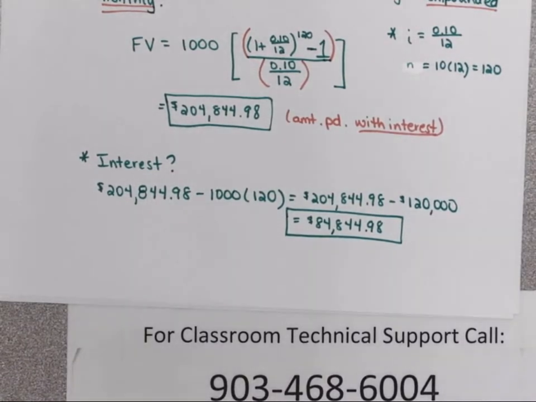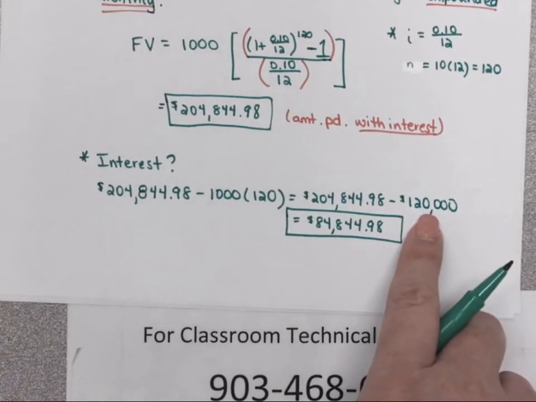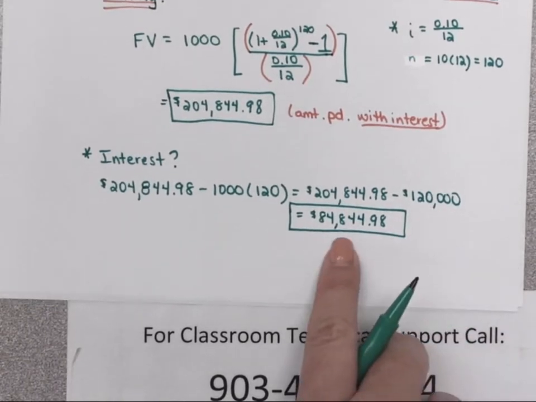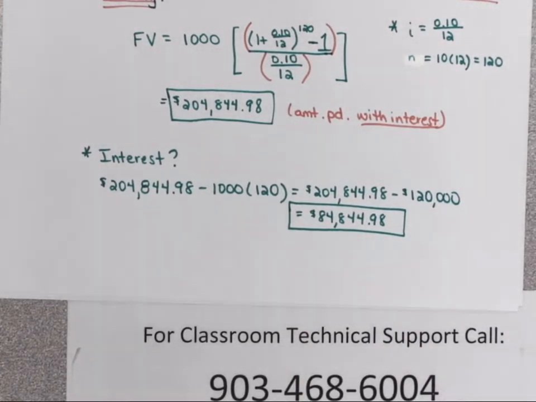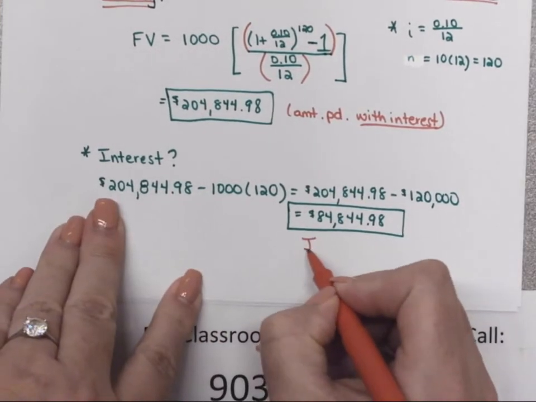So in other words, what the item cost, or if they're saving money, they actually put in 120,000, right? And they got an extra $84,844.98. What is this again? This is the interest amount.